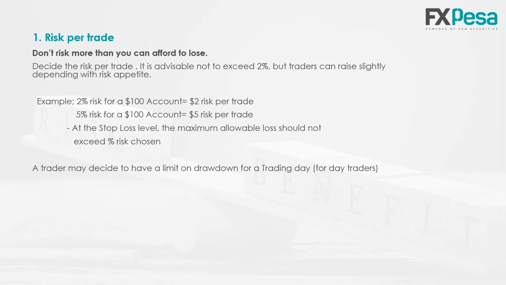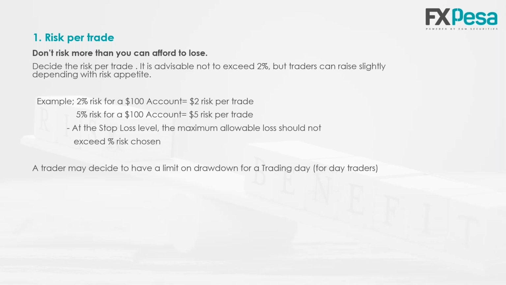You are advised not to exceed more than 2%, but traders can try to slightly raise the percentage of what they're risking in every single trade based on their risk appetite. Sometimes risk appetite will depend on someone's age, your objectives when you're trading, and the amount of money you have. All those things will drive your risk appetite, but the advised percentage risk you should take in every single trade is 2%.